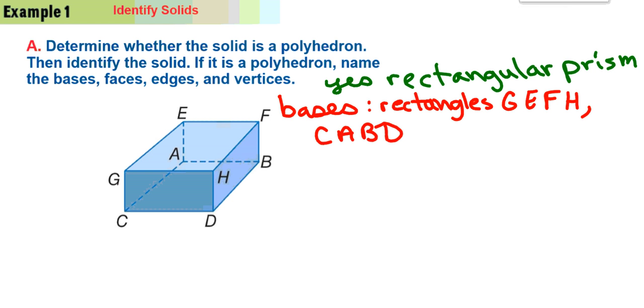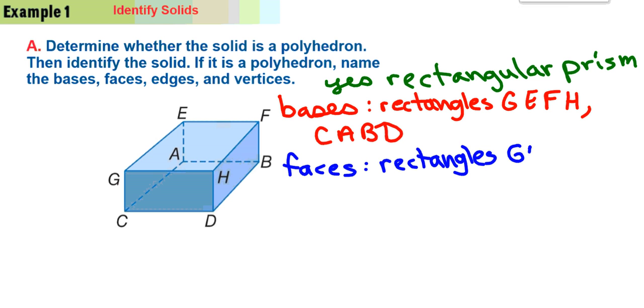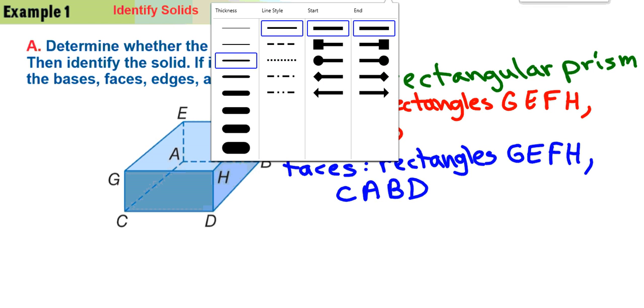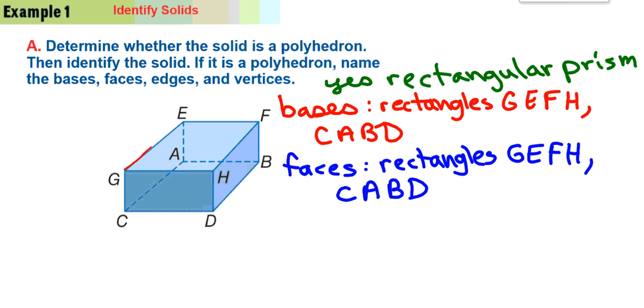Then next I have to give all of the faces. Do you agree there are 6 faces here? Give me a head nod. 6 faces. And these 2 that we just named are some of the 6 faces, and they are all rectangles. So we're going to say rectangles, GEFH, comma, CABD. I had highlighted those, and I wanted to keep them.